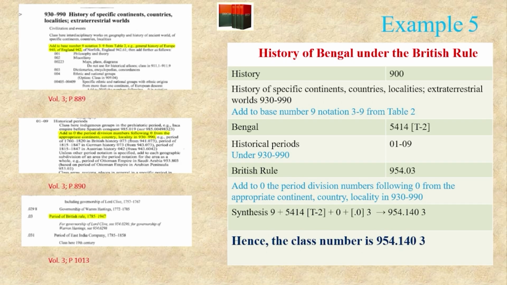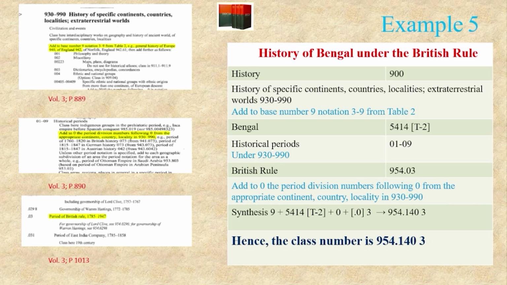Then you have to add the historical period. The DDC schedule instructs that for the historical period under 930 to 990, you should add to base number 9 notation 3 to 9 from table 2, then add 0 for the historical period followed by the period division numbers. So here is another instruction: you have to add 0 more. The class number for British rule in India is 954.03. Here, add to 0 the period division numbering following 0 from the appropriate continent, country, locality in 930 to 990.